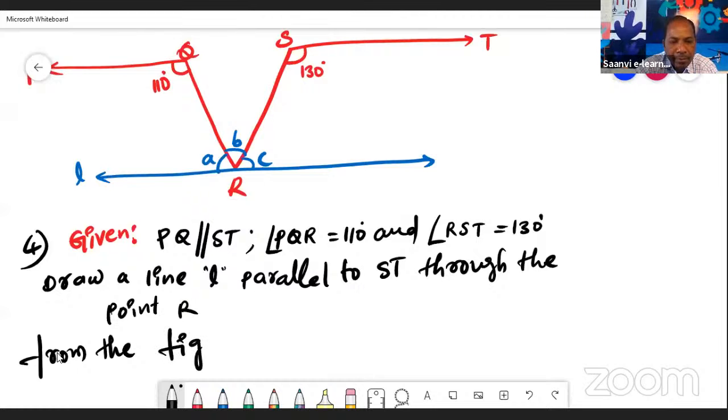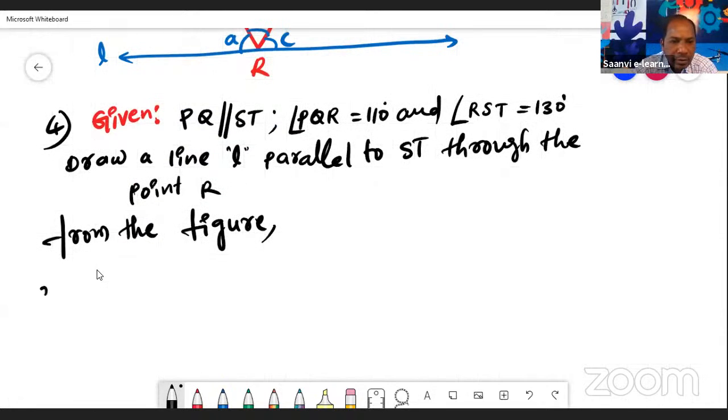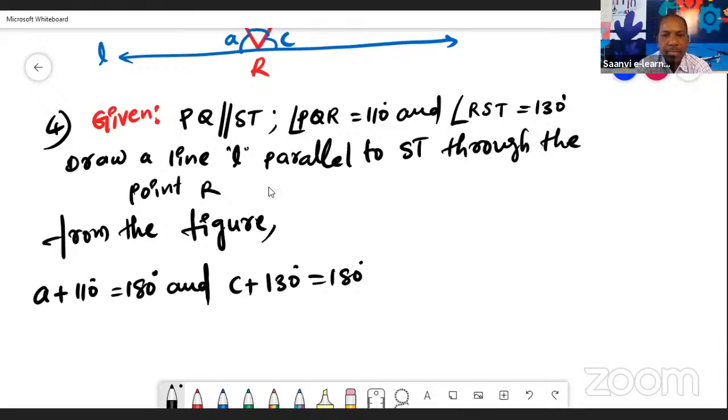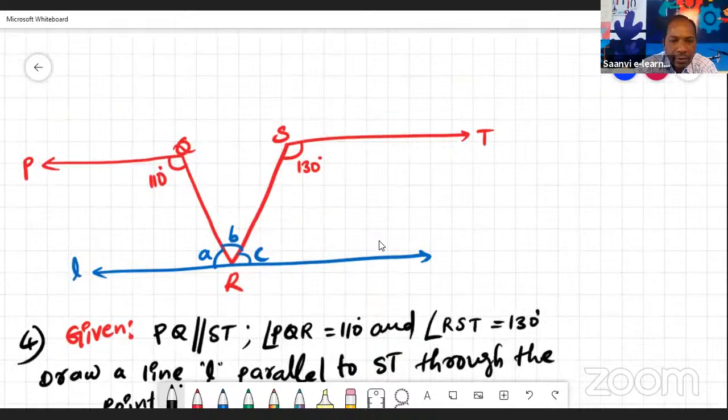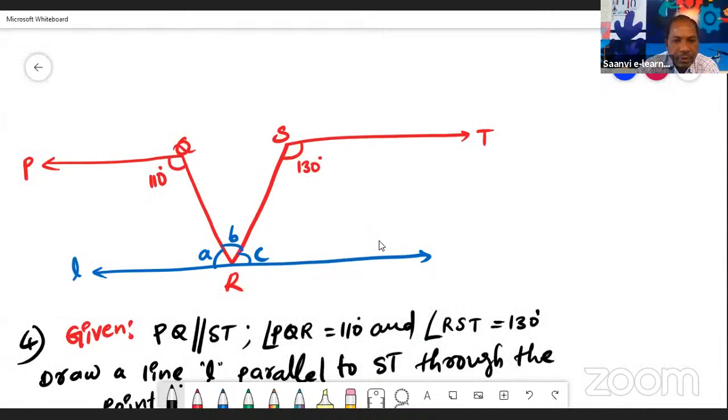From the figure, let's observe the figure. A plus 110 is equal to 180 degrees, and C plus 130 degrees is equal to 180 degrees. See, we have written like this from this figure. A plus 110 is equal to 180 degrees we have written. In the same way, C plus 130 is equal to 180 degrees.